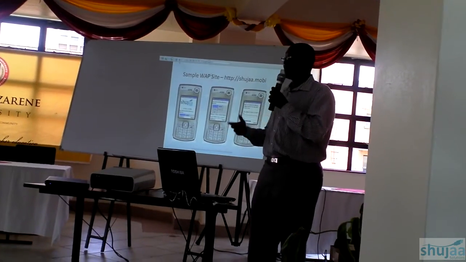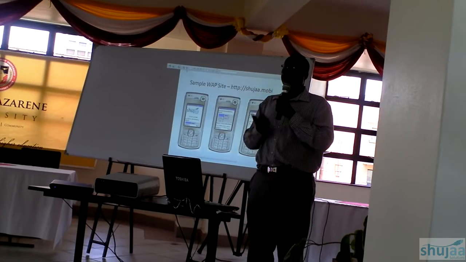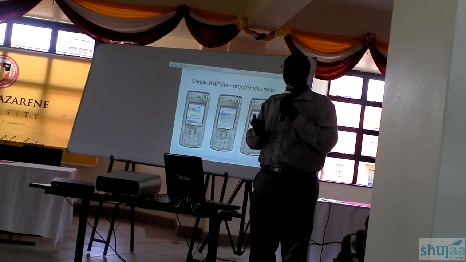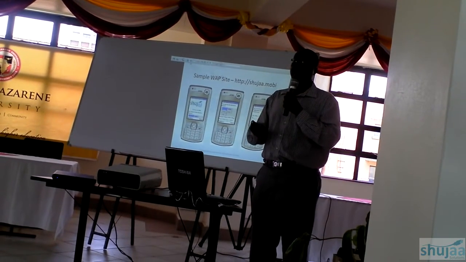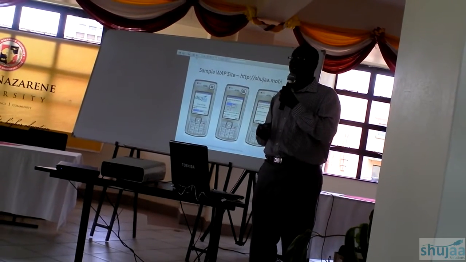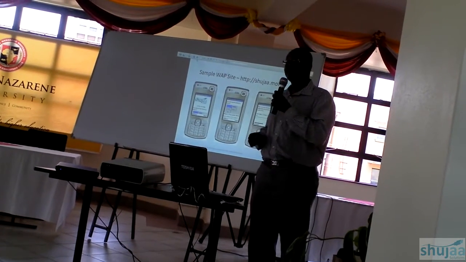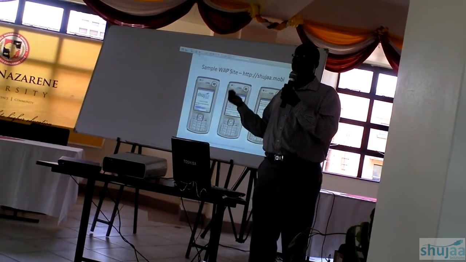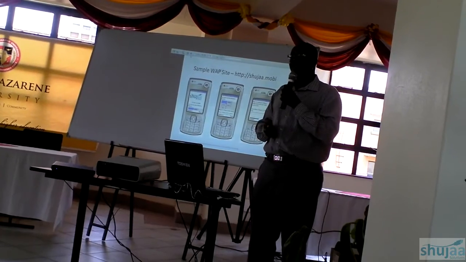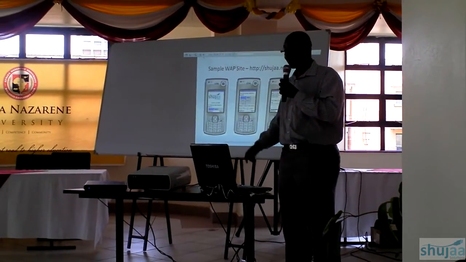Just to give you an example, you can browse on your handset to Shujaa.mobi, to see a site that has mobile adaptation. Then at the end of the talk, you can tell me whether the site detected your handset brand and make correctly. This is what it looks like on an emulator.